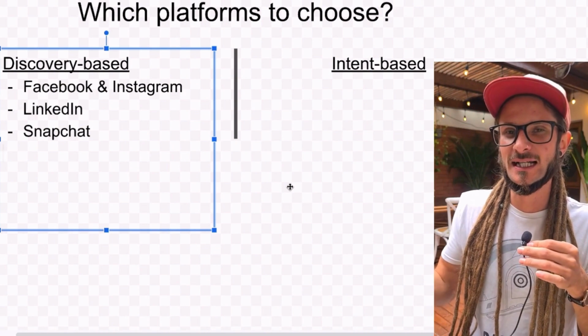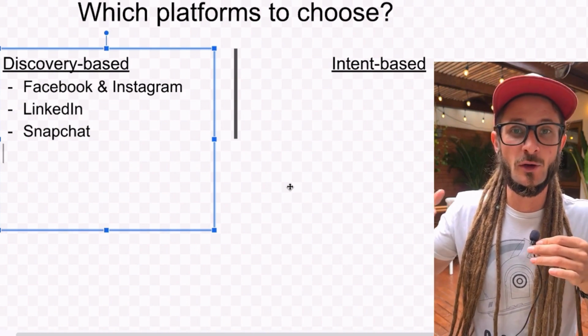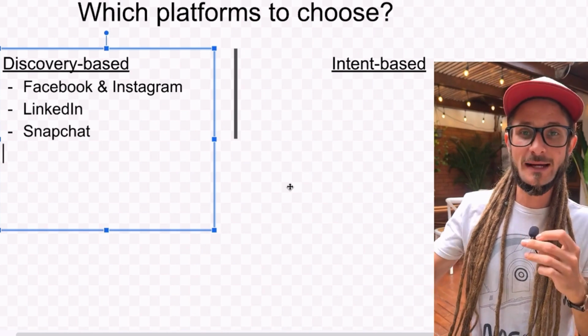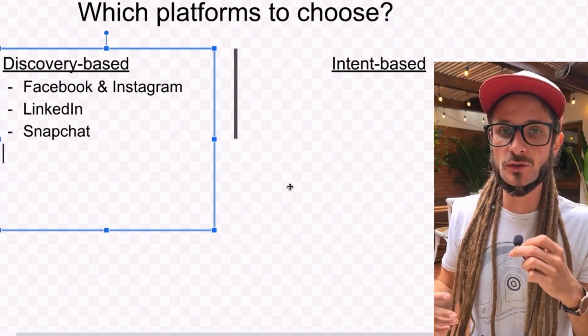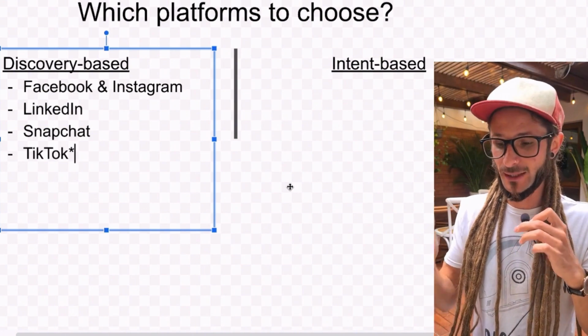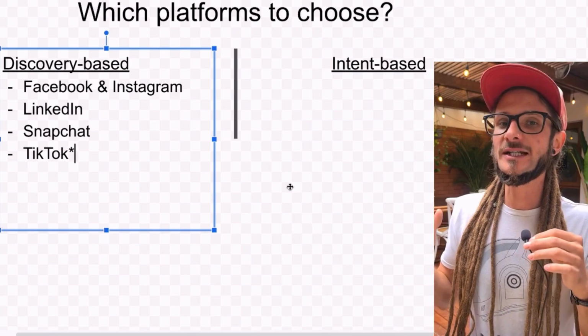But it could be argued that LinkedIn's a little bit intent-based, depending on whether or not the user uses the search bar, right? But typically it's not as much. On Snapchat, it's very similar to something like TikTok, right? And I'm going to put TikTok in here, but with an asterisk, because TikTok is slowly changing, guys, right?